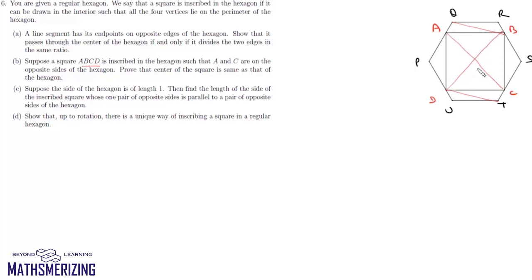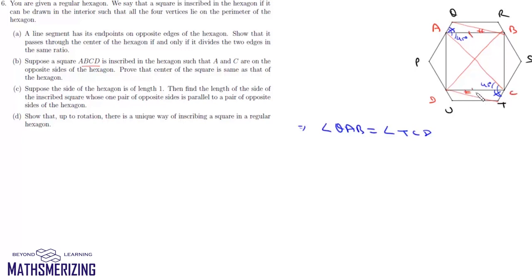Now this AC is transversal to these two parallel lines PQ and TS. Now this angle QAC will be equal to this angle ACT. Now we know that this angle is 45 degrees. So angle QAC minus 45 must be equal to angle CAT minus 45 degrees. We can say this angle QAB is equal to this angle TCD. Now in the same way, using BD, we can prove that this angle, which is ABQ, will be same as this angle, which is CDT.